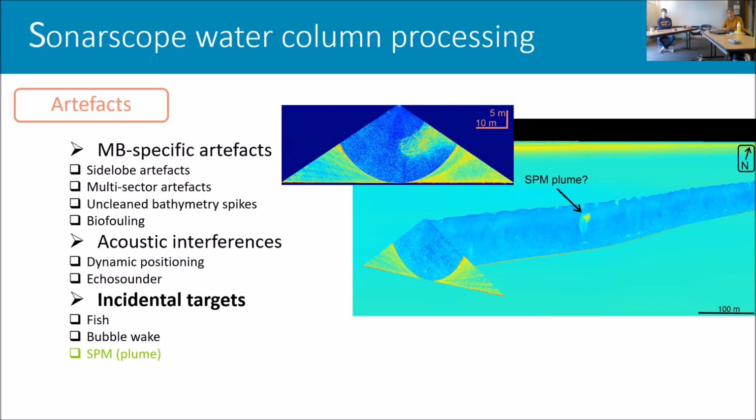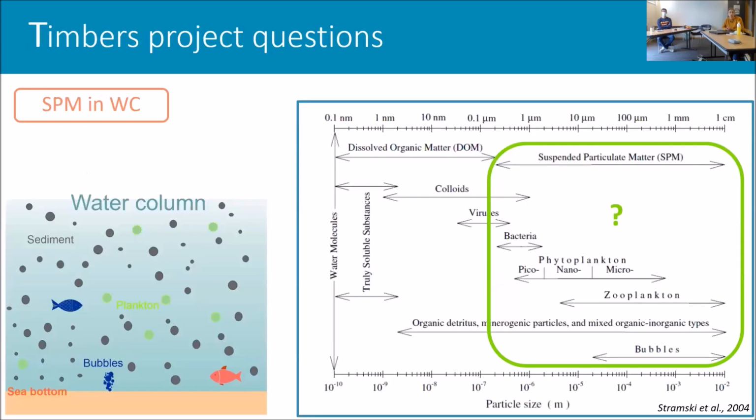And when it's an SPM plume, what is it then? Is it sediments? Is it plankton? Is it bubbles? Luckily, we have a bunch of in situ sensors in our TIMBERS toolbox that can definitely help and discriminate to some extent. But we still think that this issue should be further explored in the future because at the moment there is a lot of uncertainty of what targets and what target sizes and shapes the multibeam captures and with which settings.